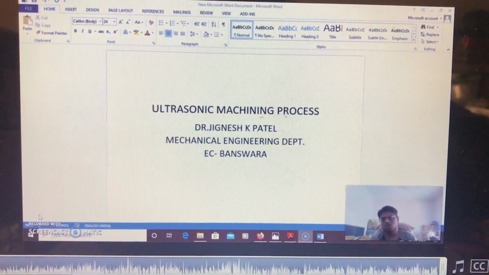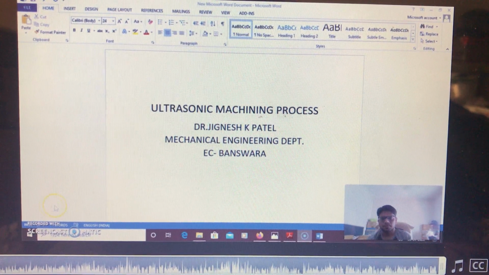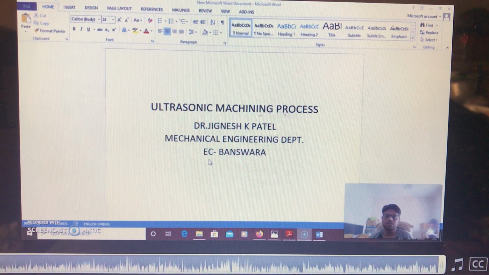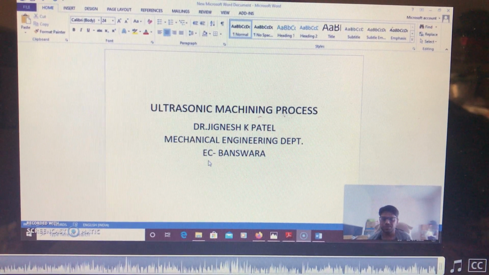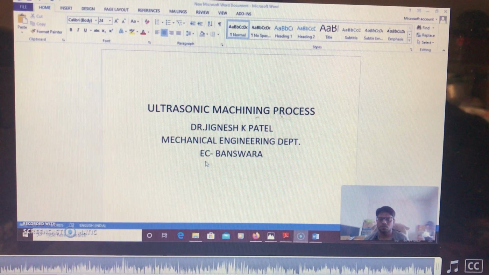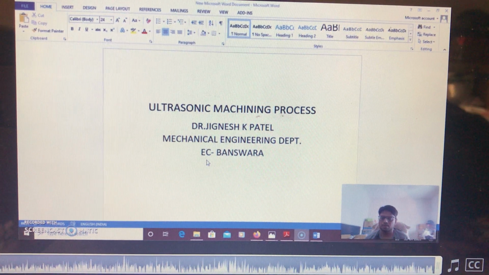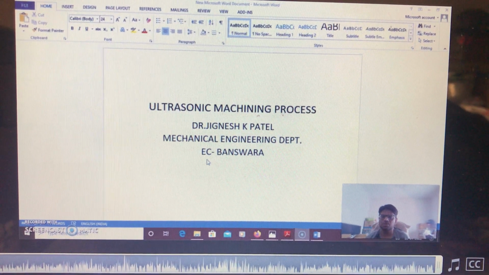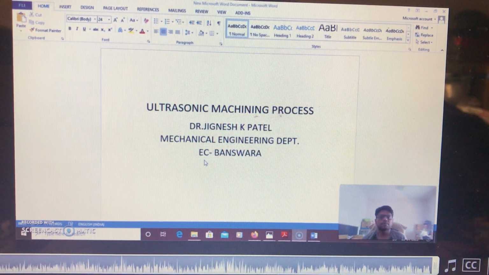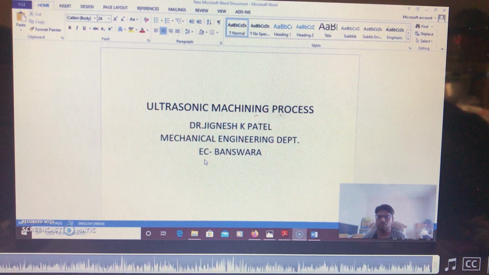This is also part of the mechanical processes. Why are we using the ultrasonic machining process, and which materials can be machined with its help? Most probably brittle materials like glass or cast iron, and any hard material with zero ductility, can be machined by the ultrasonic machining process.